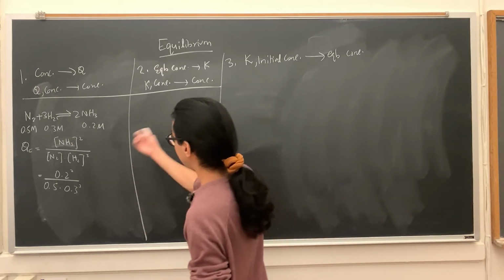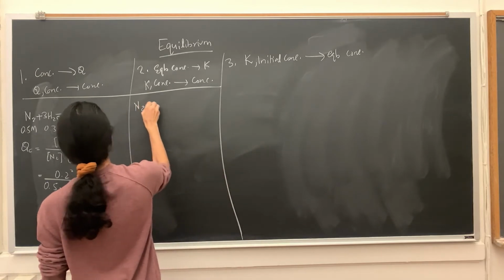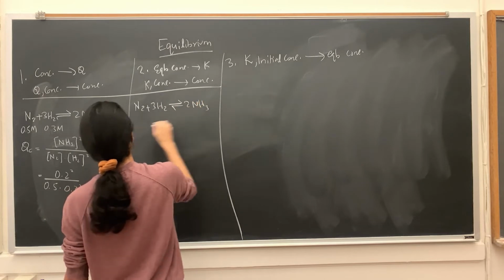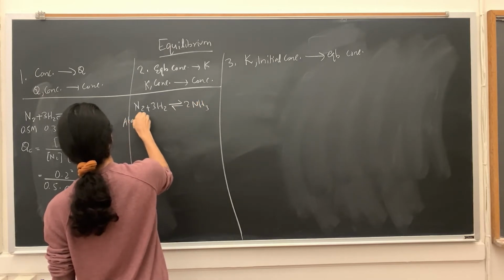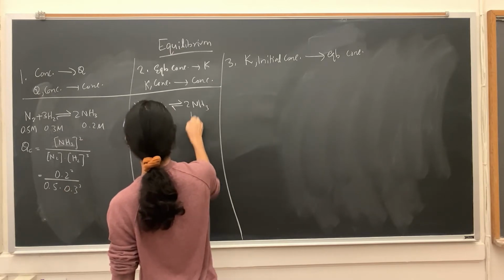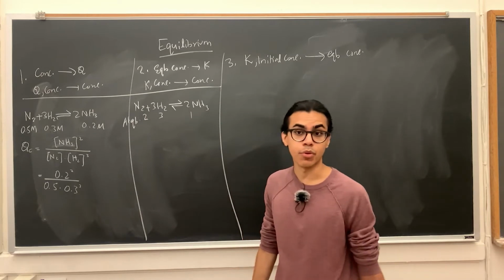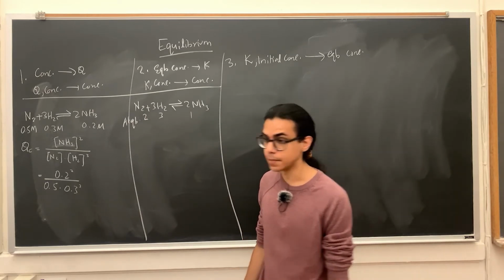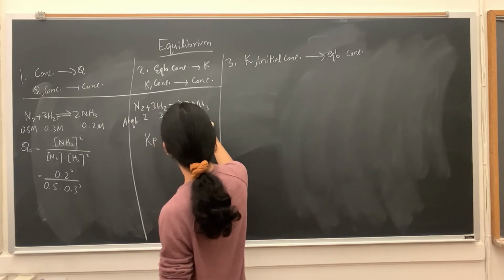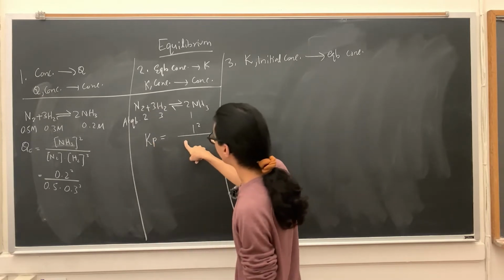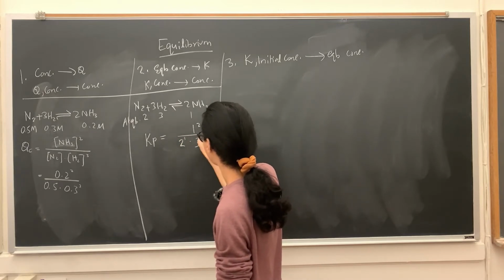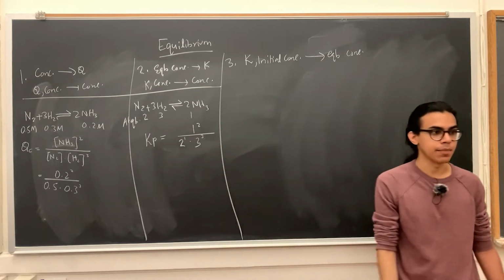Okay, cool. Same thing here. I can have N2 plus 3H2, 2NH3, and suppose I specify that at equilibrium, I measure this to be 2 atm, this to be 3 atm, and this to be 1 atm. Pressures, calculate Kp. One squared, reactants, nitrogen 2 to the power of 1, hydrogen 3 to the power of 3. Same deal.